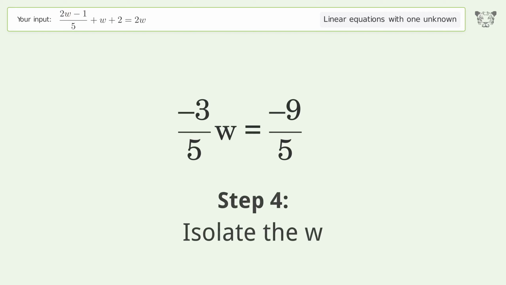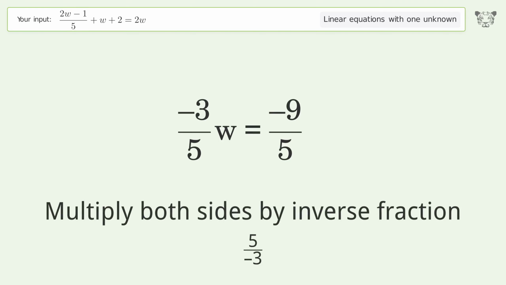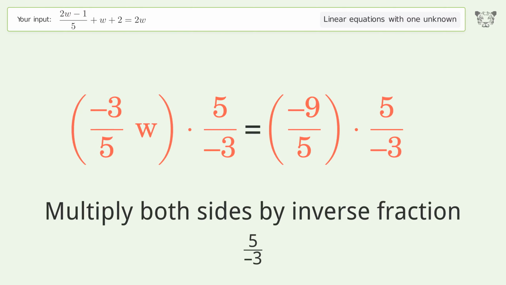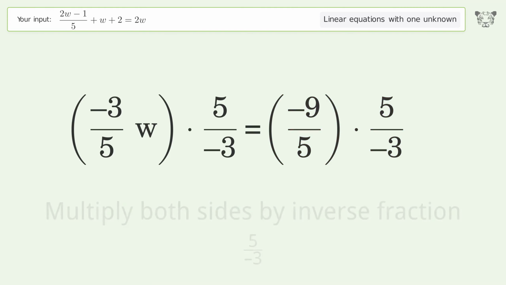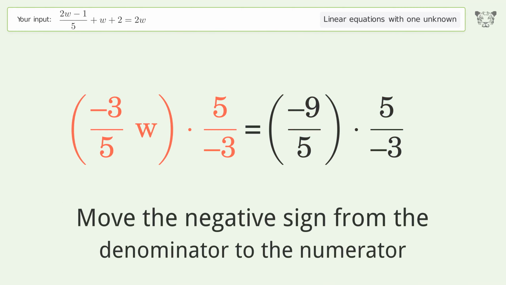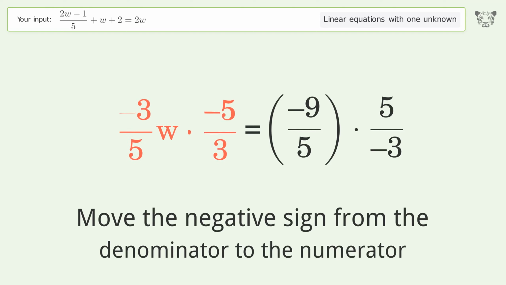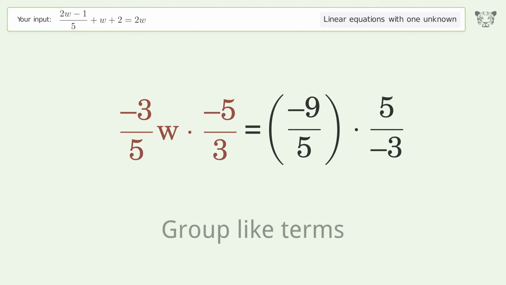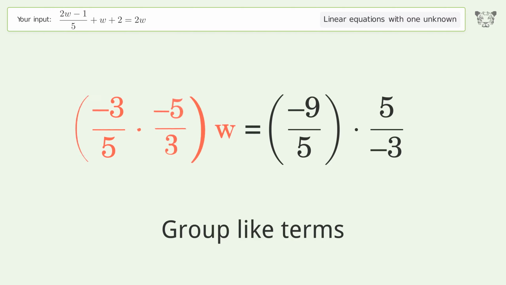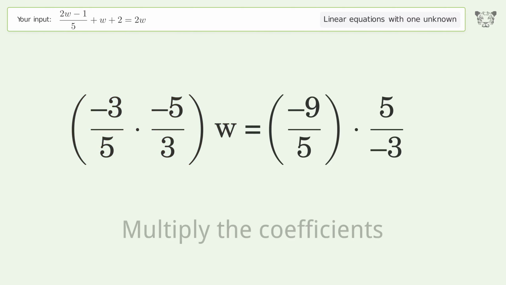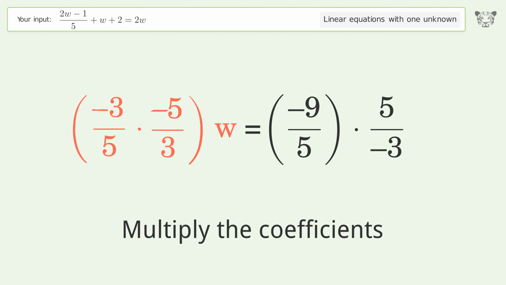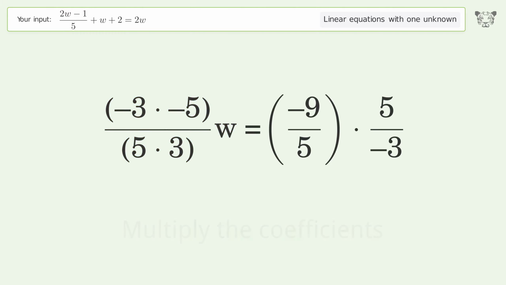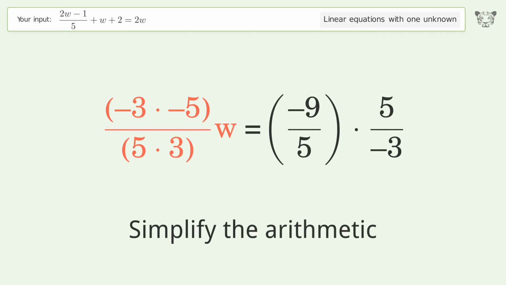Isolate the w. Multiply both sides by inverse fraction 5/3. Move the negative sign from the denominator to the numerator. Group like terms. Multiply the coefficients. Simplify the arithmetic.